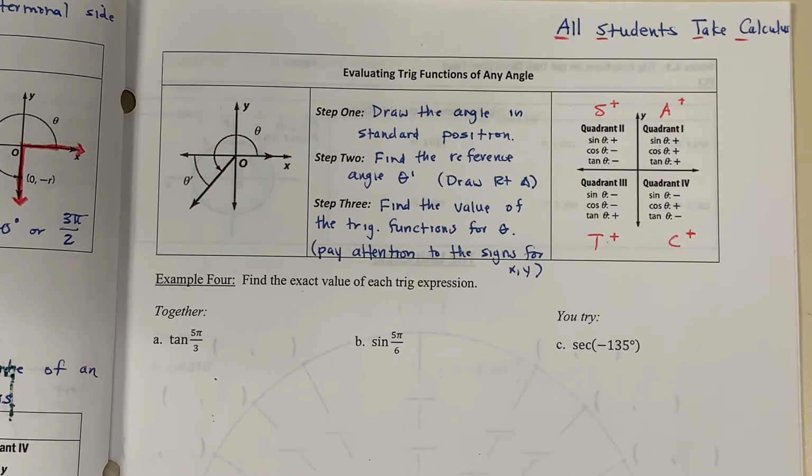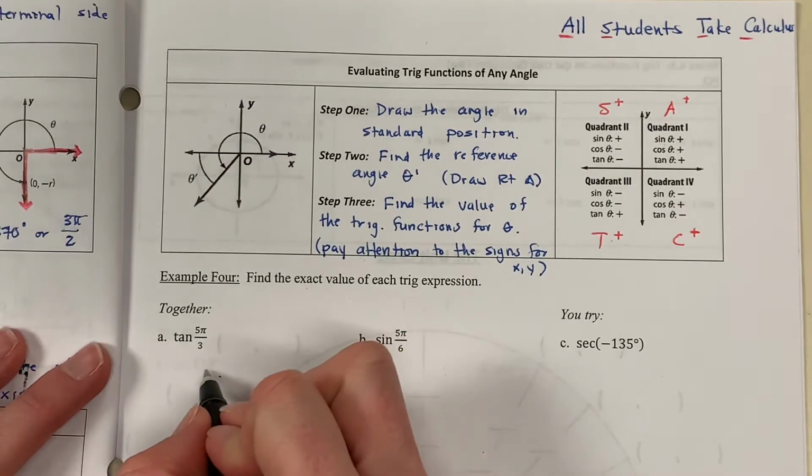In example 4, we're going to evaluate the trig function of any angle. Example 4 says find the exact value of each trig expression. In letter A, we have tangent 5 pi over 3. First step is to draw the angle in standard position.